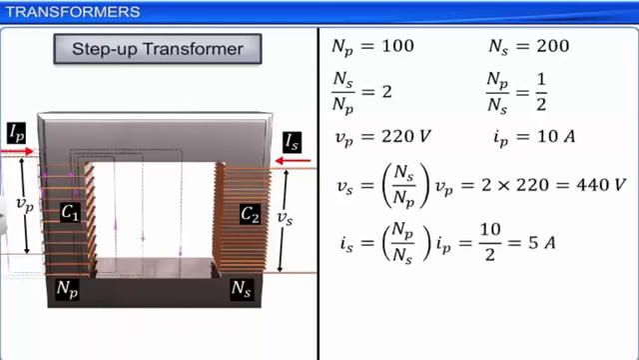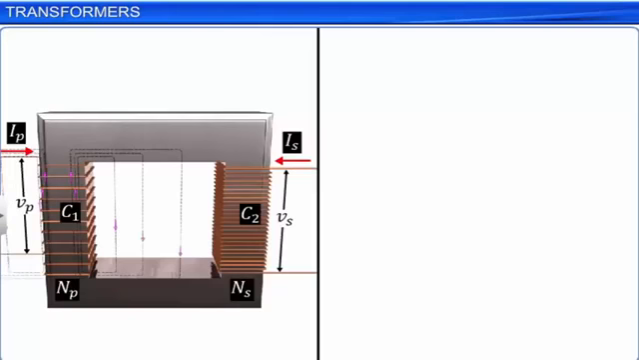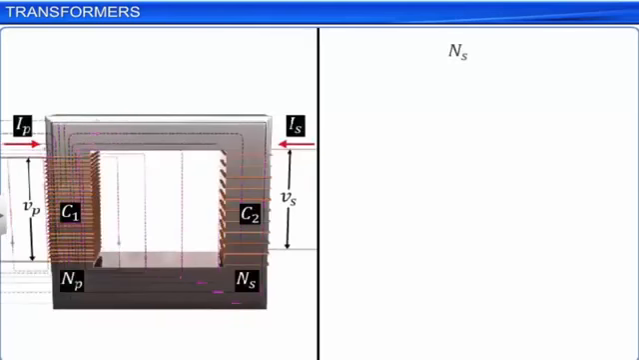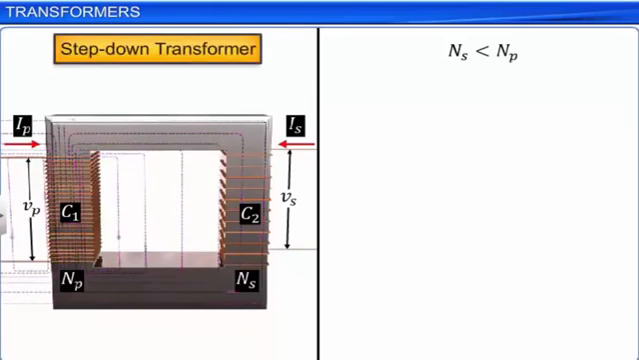Conversely, if the secondary coil has lesser turns than the primary coil, the transformer is called a step-down transformer. Output voltage is lesser than the input voltage. That is, the voltage is stepped down or reduced and the current is increased.